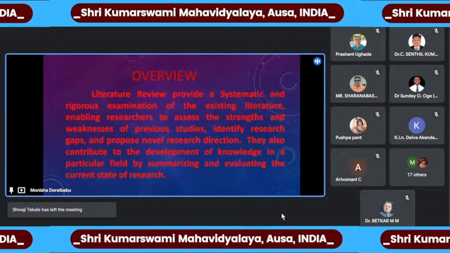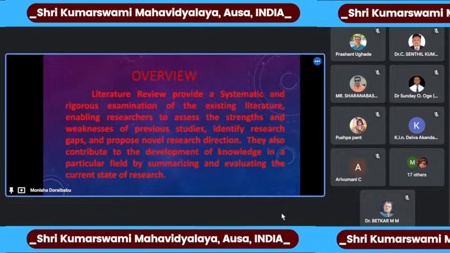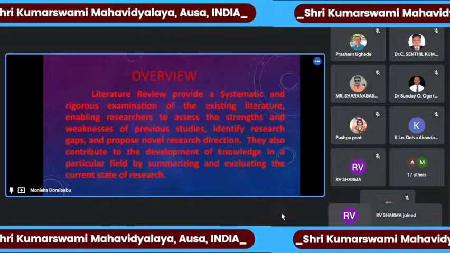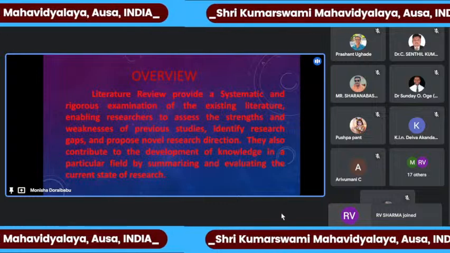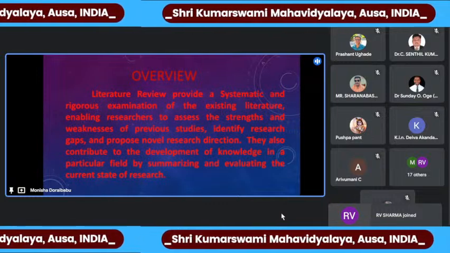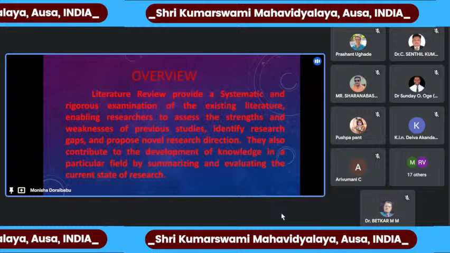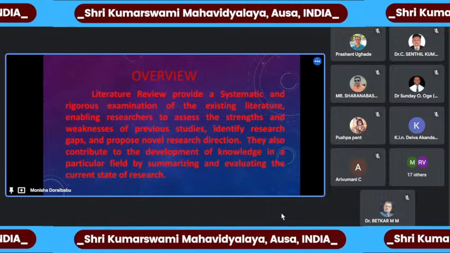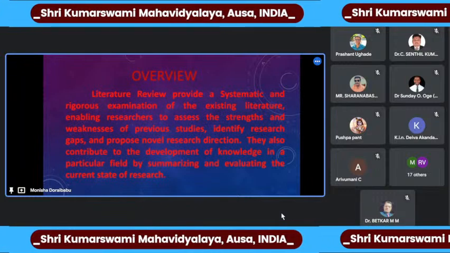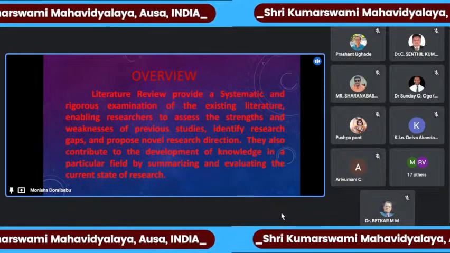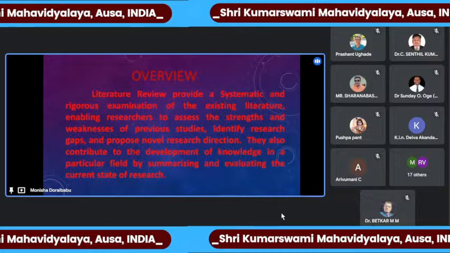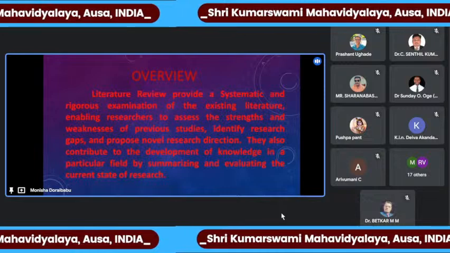This is about assessing the strengths and weaknesses of previous studies, identifying the research gap, and providing a novel research direction. They also contribute to developing the knowledge in a particular field, and summarize and evaluate the current status of the research.